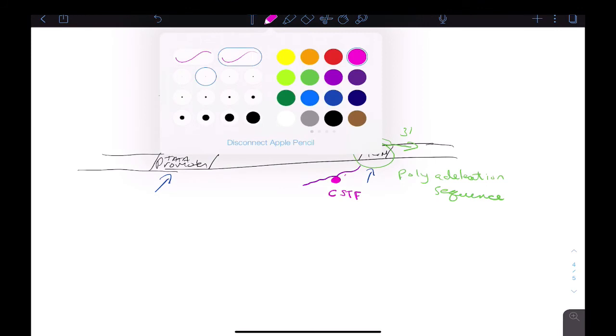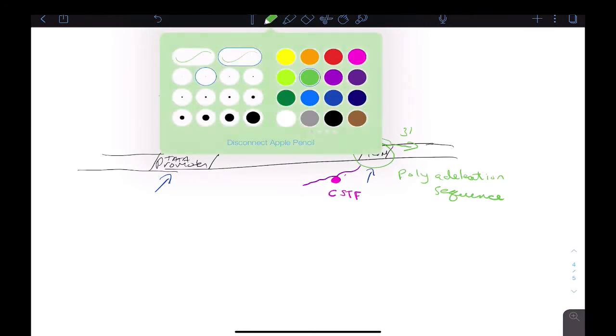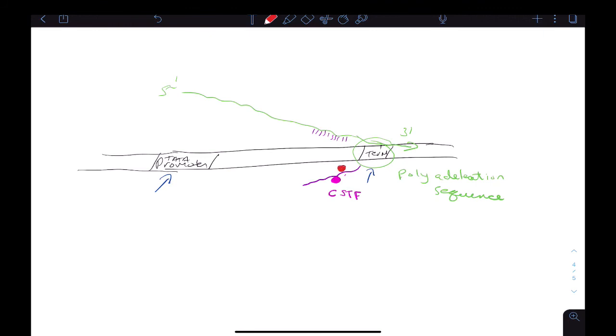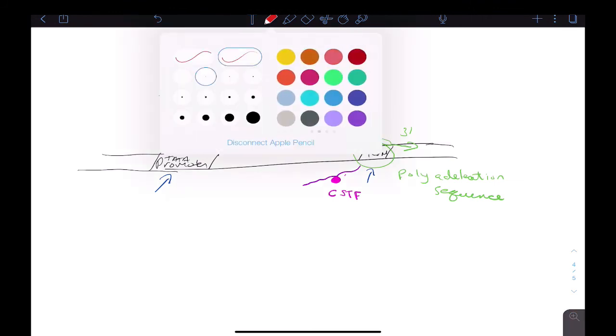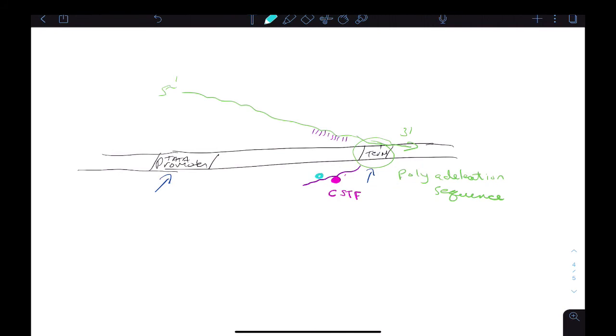Then we have another protein. Let me switch this out for a minute. There we go. The other protein that's playing a role over here is called cleavage polyadenylation specificity factor. This one over here is CPSF, which stands for cleavage polyadenylation specificity factor. These two things are going to play an important role in what's going to be happening next.